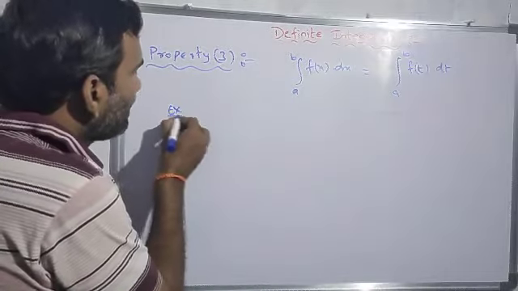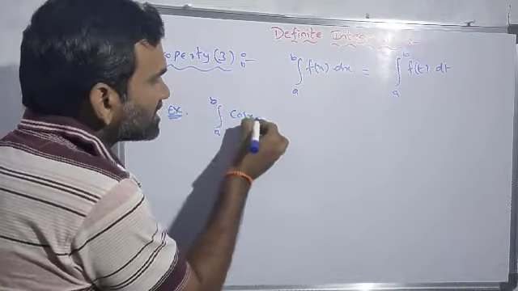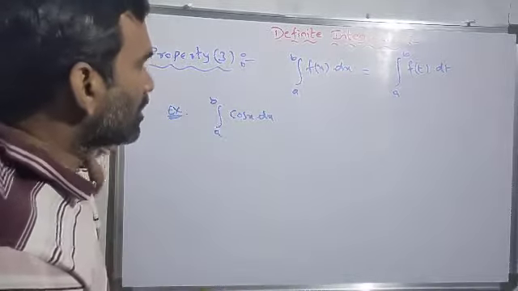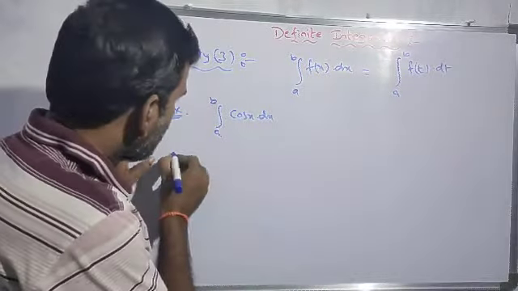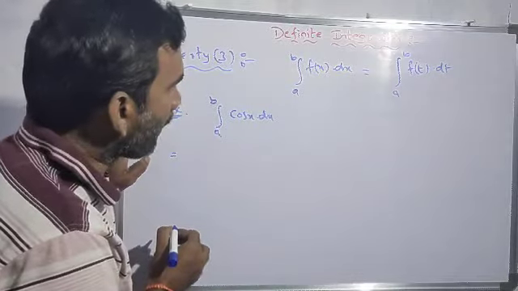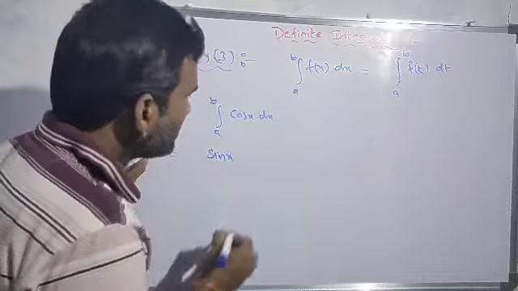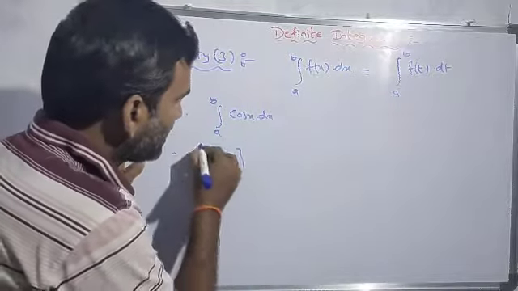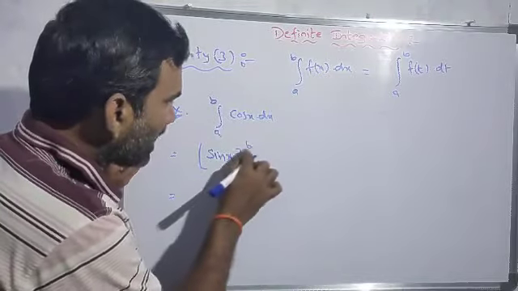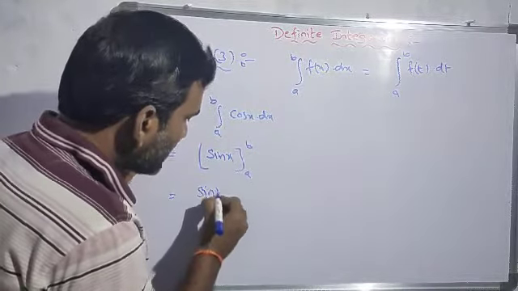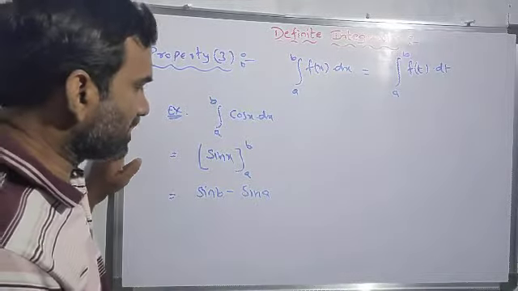Example, I will take a very simple example: integration from a to b of cos x dx. The integration of cos x is sin x. Here I am taking the limits a to b. In the place of x I have to take the upper limit, that means sin b minus sin a.